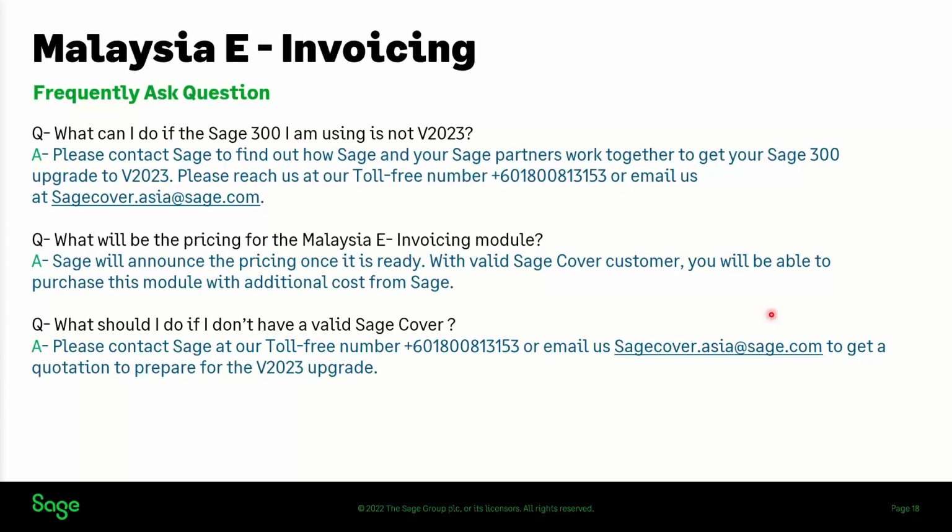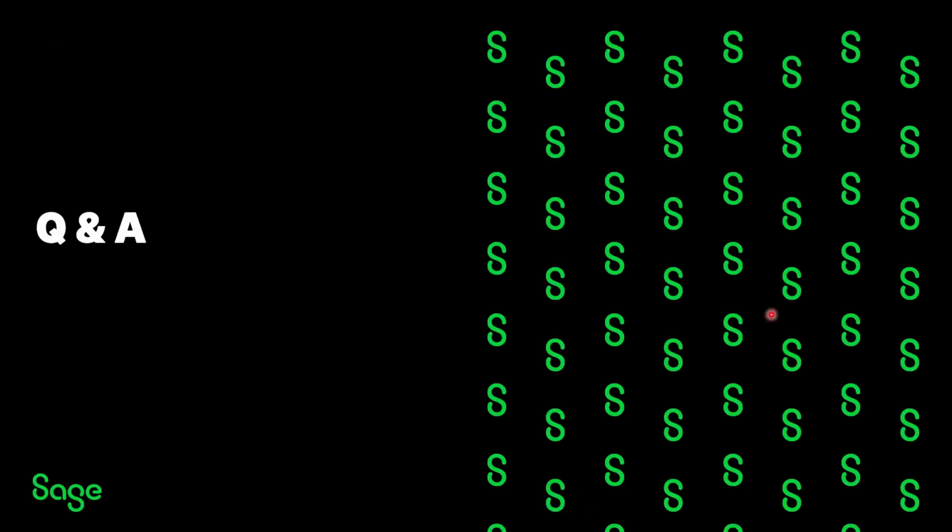Next question: what should I do if I don't have a valid Sage Cover? You should contact Sage at our toll-free number 1800 813 153 or email us at sagecover.asia@sage.com to get a quotation to prepare for the version 2023 upgrade. I think that's the last question. Over to you, Siti.